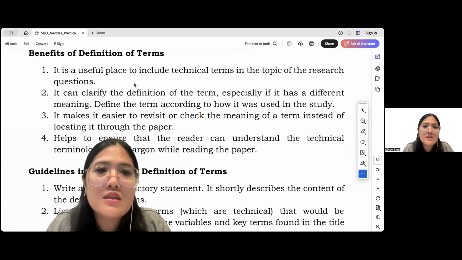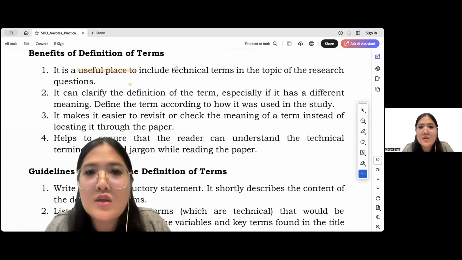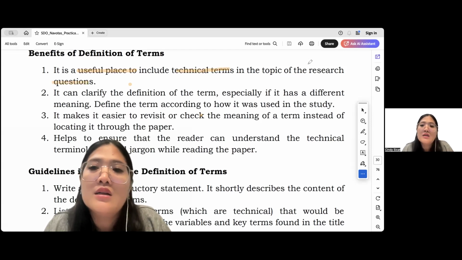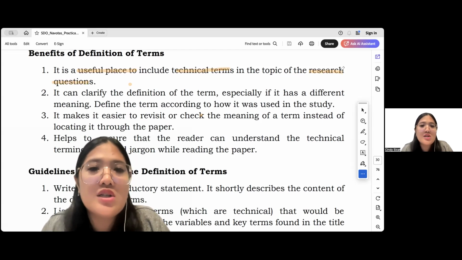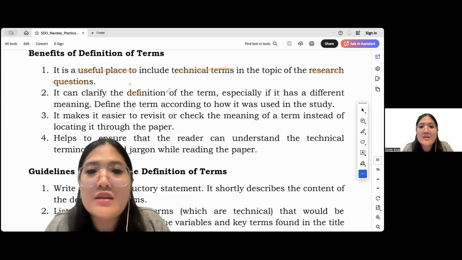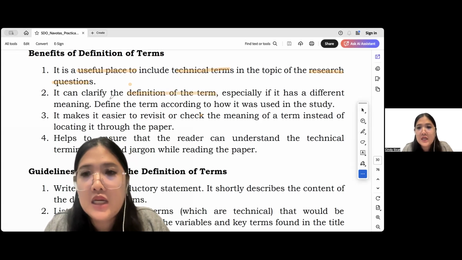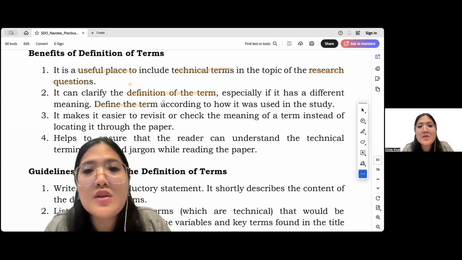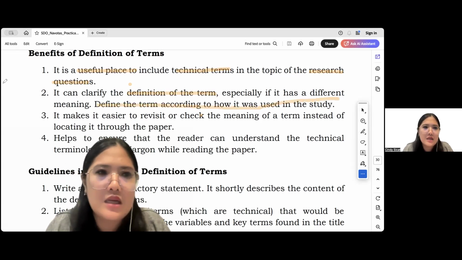So first, it is a useful place to include technical terms in the topic of research questions. So it would make the research questions more understandable to the readers. Aside from this, it can also clarify the definition of the term, okay? But especially if it has multiple meanings. So define the term according to how it was used in the study, okay?